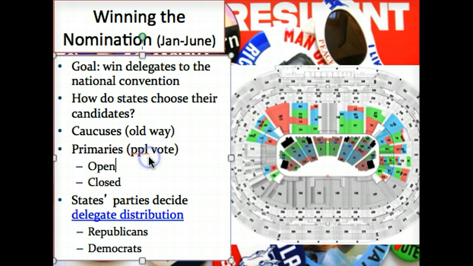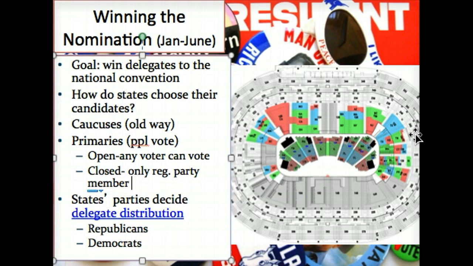There are two ways to hold primaries, and the state parties get to decide whether your primary is going to be open or closed. Open primaries, any voter can vote. You don't have to be a registered Republican to vote in the Republican primary or a registered Democrat to vote in the Democratic primary. Any voter can vote. Closed primaries, only registered party members. I'm going to put reg instead of registered. So only registered party members may participate.